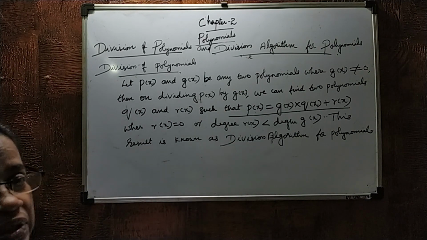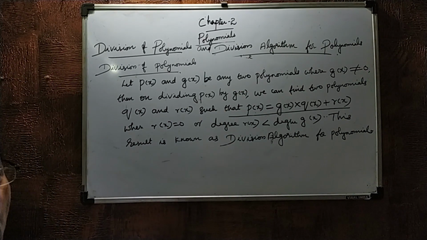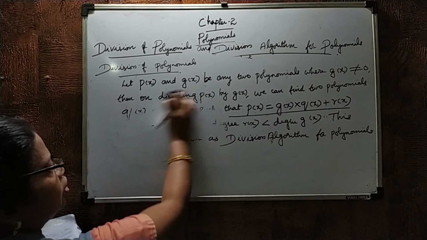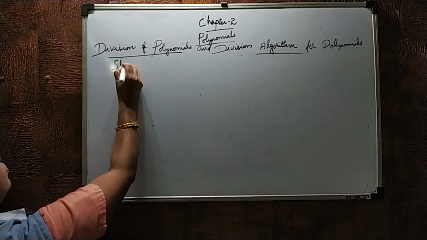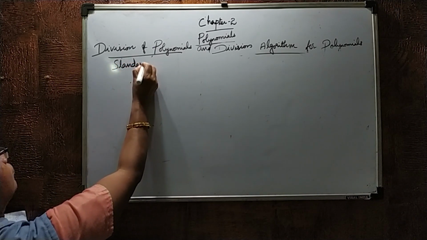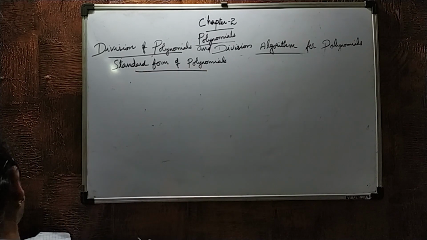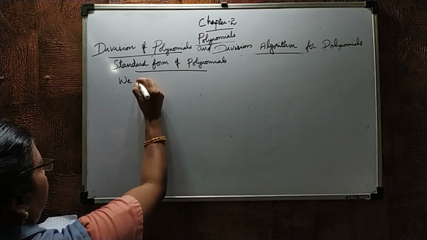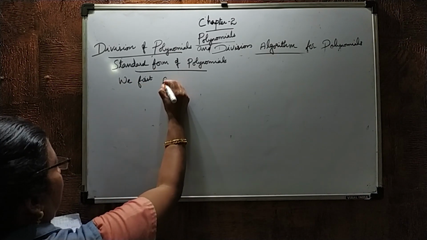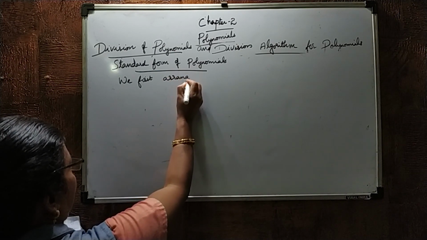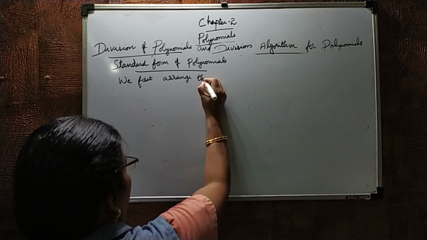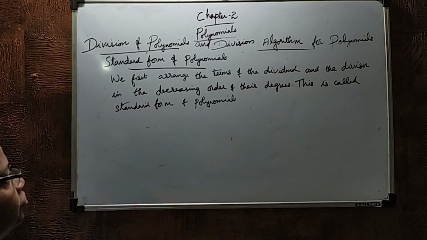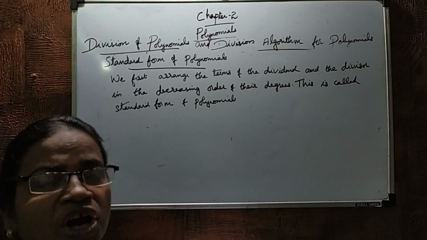Before that, there are some tips, some main points that you have to remember. That also I will give you now. You have to write down in your notebook. Standard form of polynomial. This is the first thing you have to remember always.